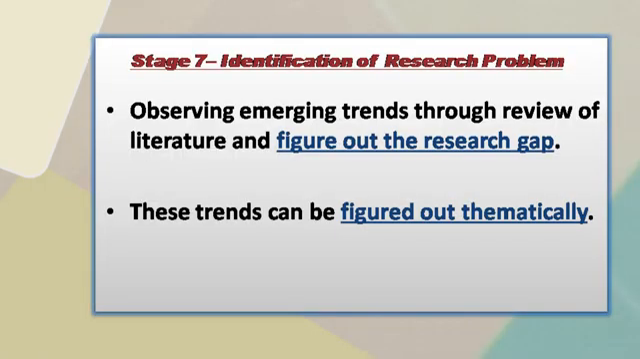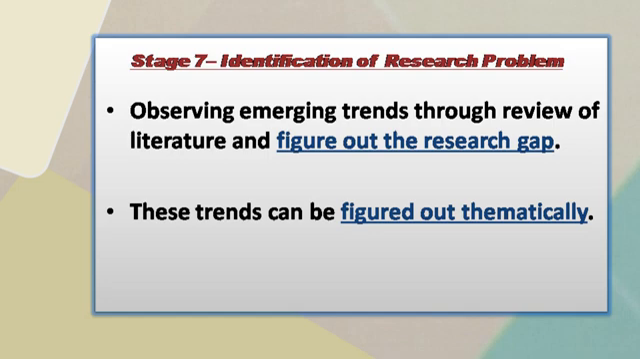Maybe if 5, 6 articles are talking about a similar thing, go back to the same articles. Many times articles end with future recommendations of similar research. It might give you a better direction for you to identify your research problem. So thematically, theoretically, and methodologically, through review of literature, you will be able to identify the research gap. So far, this is the trend that happened, and you will find the gap.